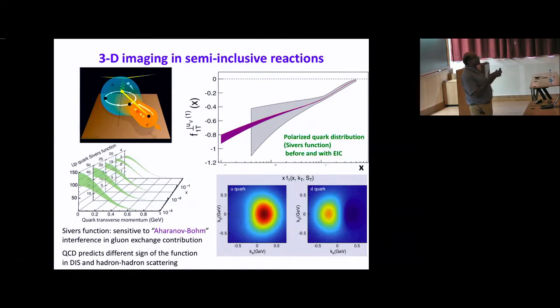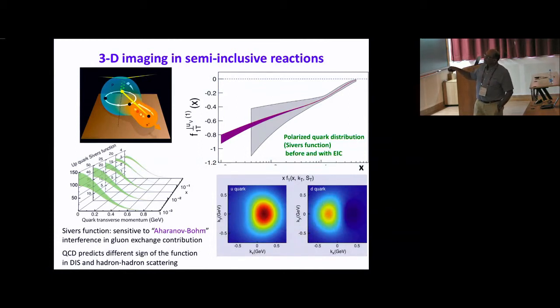And the Sivers function is very interesting because it's directly proportional to spin-orbit effects. So just like, in your quantum mechanics courses, you studied the spin-orbit interaction in atoms and molecules and how important it is in understanding their structure. The spin-orbit interaction is absolutely crucial. So you can ask similar questions about the spin-orbit interaction, and the Sivers function actually captures some of that physics.